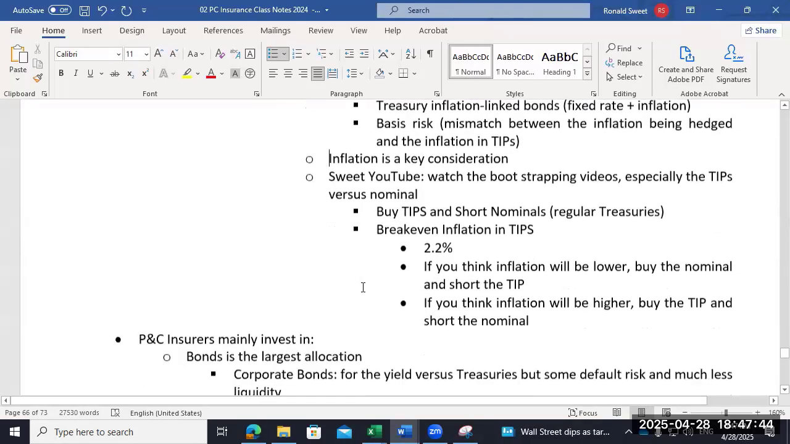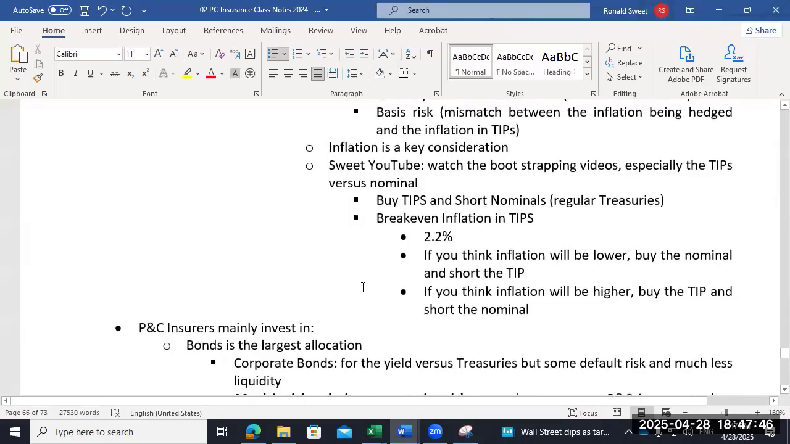Inflation is the key. One of the reasons P&C companies buy stocks is because they view stocks as an inflation hedge, and stocks are kind of an inflation hedge. They're not perfect. How did stocks do in the 70s with inflation? Horribly. So how did stocks do in 2022 with inflation? Horribly. So stocks do really well with expected inflation, but if you get an inflation shock, they're going to fall with everything else. So they're not that good.